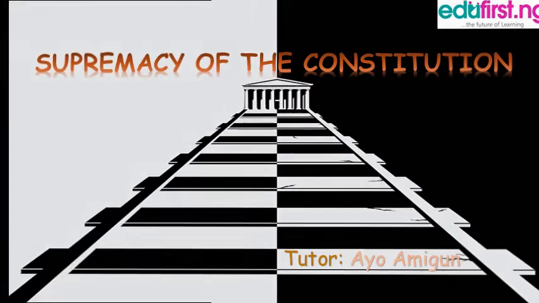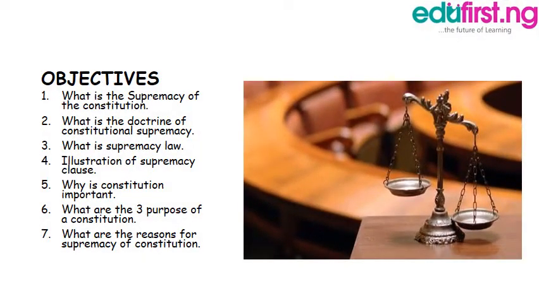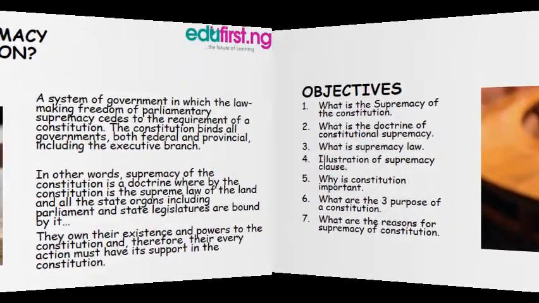In our topic today, we'll be looking at a few objectives, which are: 1. What is the supremacy of the Constitution? 2. What is the doctrine of constitutional supremacy? The third one is what is supremacy law? We also have an illustration of the supremacy clause. Why is the constitution important? What are the three purposes of a constitution? And the last one says, what are the reasons for supremacy of the constitution? So please go along with me.